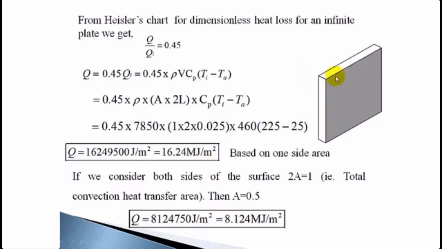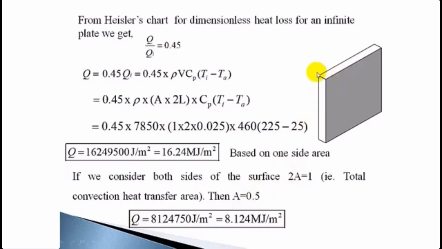But if convection is happening from both sides, based on the convection area, if you take 1 meter square area here, the other side also has 1 meter square area, so it will be 2 meter square area. So you have to take A as 0.5. If you take 0.5, the other side also will have 0.5 and the convection area will be 1 meter square. So you can take 2A as 1 or A as 0.5.